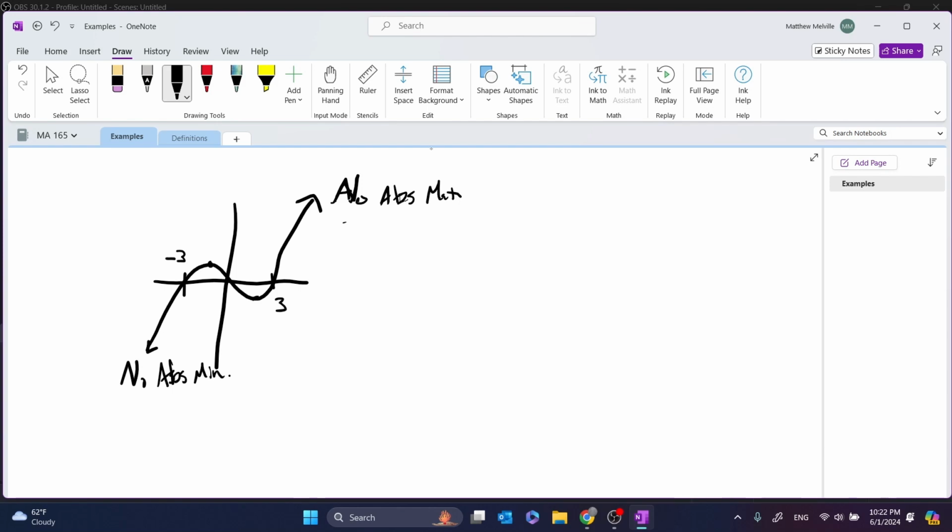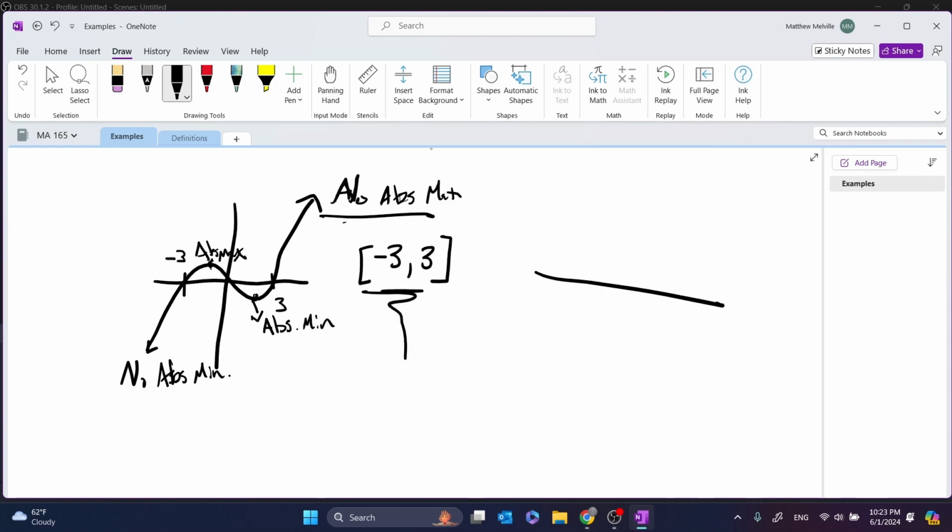But what we can do is we can say, what is the absolute maximum on this interval -3 to 3? I look at this and say, okay, well, this part right here is the absolute minimum on that interval from -3 to 3. And this is going to be my absolute maximum. Only if we have defined an interval right there.